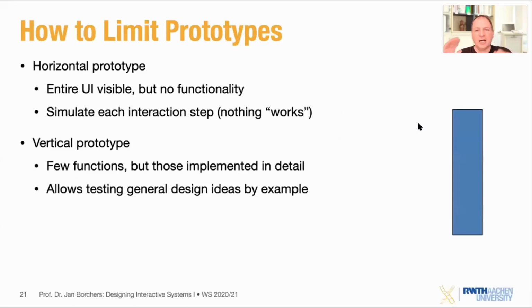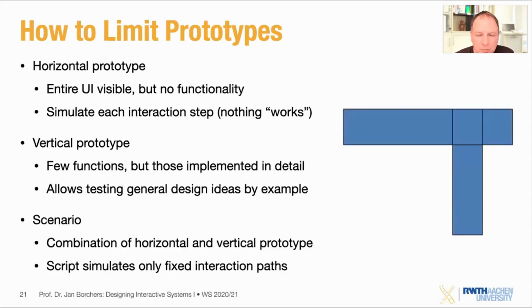You can say, I'm just going to focus on, let's say, the print function here, and I'm actually going to implement this so that it does a little bit more, that there's some logic behind it. But I'm not going to show the rest of the interface at all, right? So it's just the print function with the UI and a few functions, but these are implemented actually in detail. This lets you test by example, right? You say, if people get along with this print function, then I guess my model also works for opening and closing files and loading them and so on.